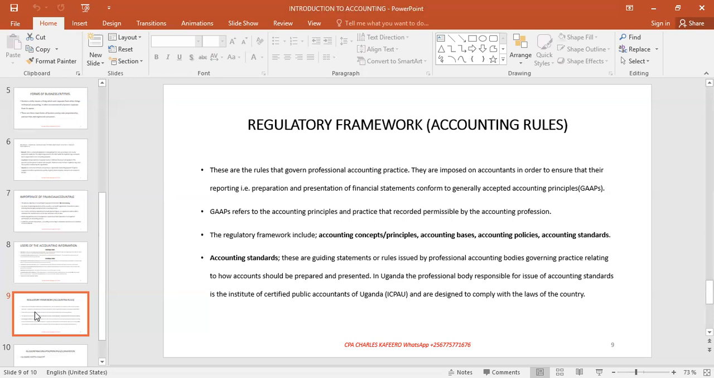Accounting standards, these are guiding statements or rules issued by professional bodies governing practice relating to how accounts should be prepared and presented. In Uganda, the professional body responsible for issuing accounting standards is the Institute of Certified Public Accountants of Uganda, and they design those standards to comply with the laws of the country.